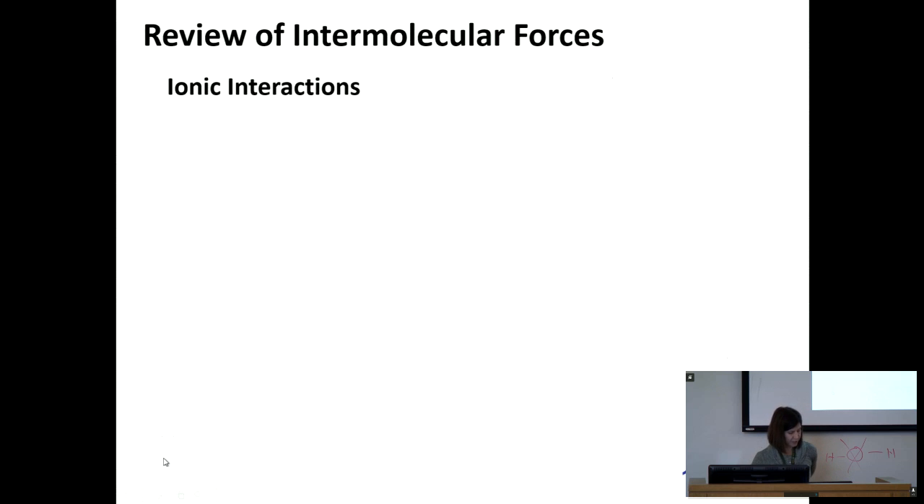So let's start with our ionic interactions. And what we're going to do is apply them, because I know that you guys have learned about these before, to our biomolecules. So when do we see ionic interactions? Again, they occur between actually charged atoms or groups. So you have to have an actual charge. It has to be positively charged or negatively charged.